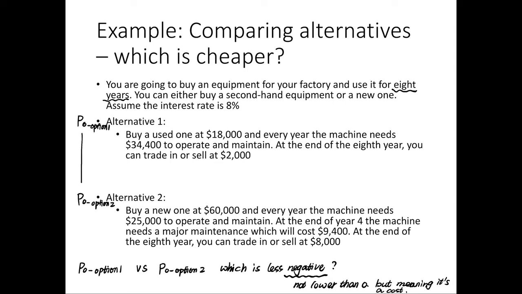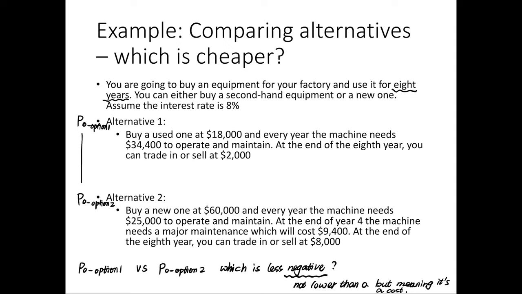So now you can understand the logic. Okay. So for each option, we want to convert every cash flow back to the present time. And then we compare the present value of the cash flows for both options and find the better solution. Okay. So now let's take a look at these two options.